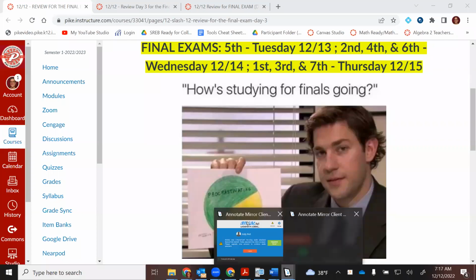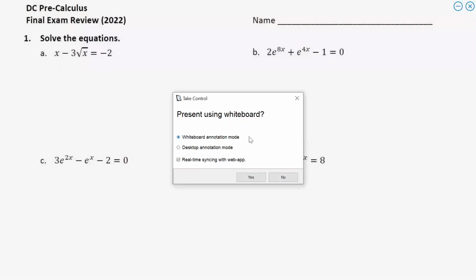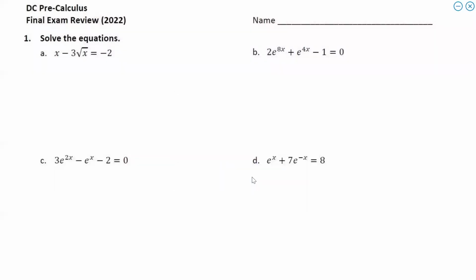All right, number 1, part A. So on number 1, part A, the way I would approach this one is I'm going to let U equal the square root of X.